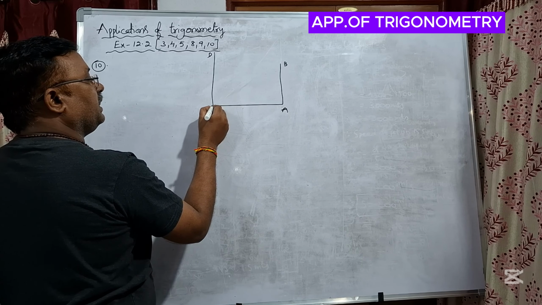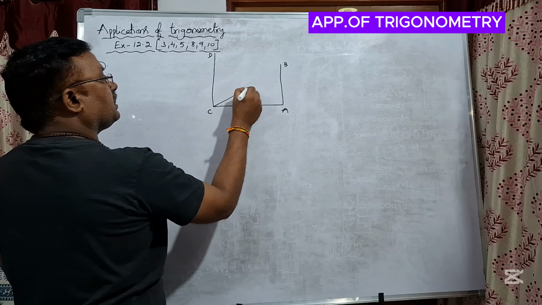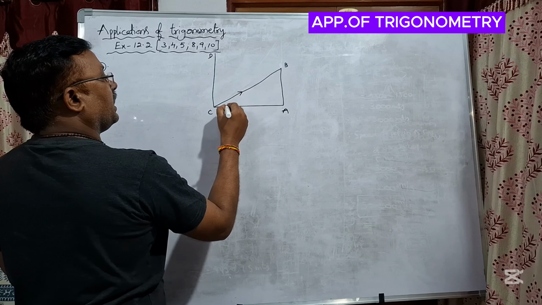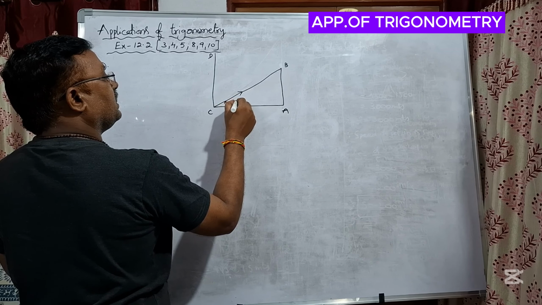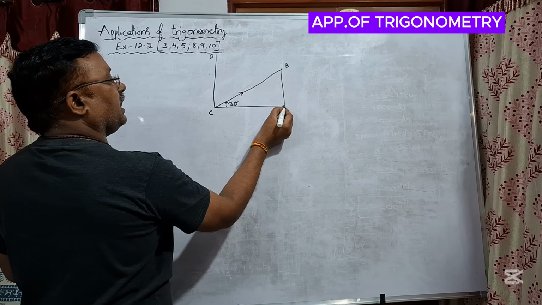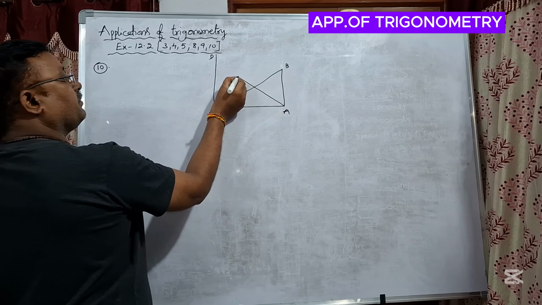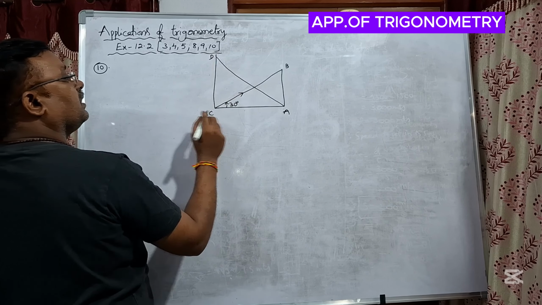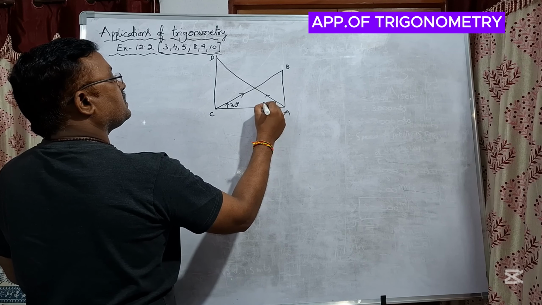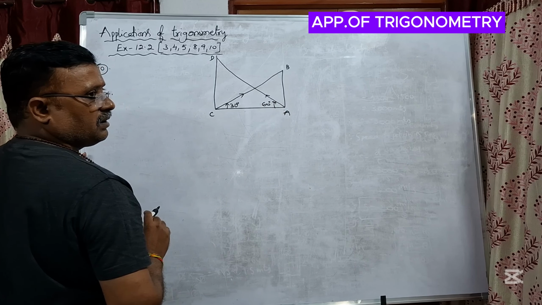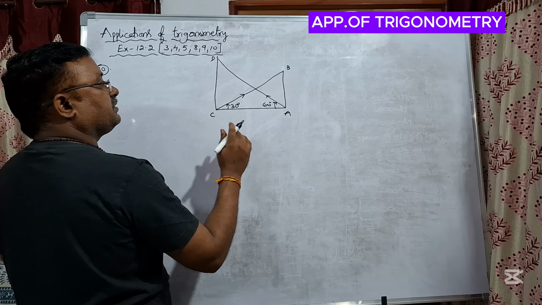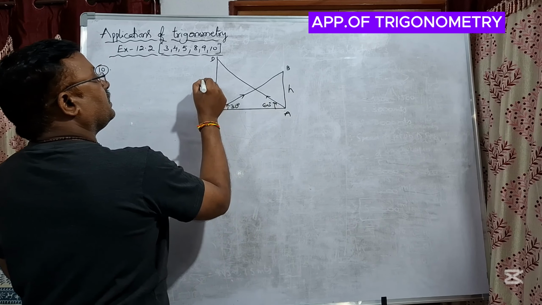From the foot of the building C to the top of the tower B, the angle of elevation is 30 degrees, whereas from the foot of the tower A to the top of the building D, the angle of elevation is 60 degrees. Then find the ratio of the heights of the tower and the building.